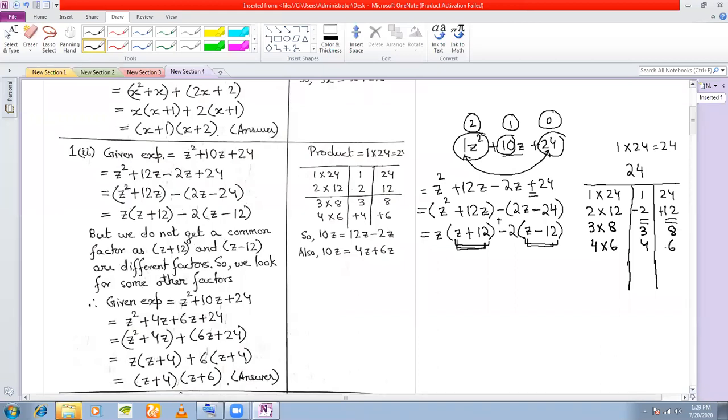4 and 6. Will it give me plus 10? Yes. If I take plus 6 and plus 4, it is going to give me plus 10. So now what I do is I break up the middle term.